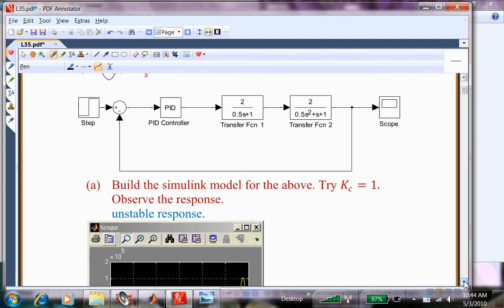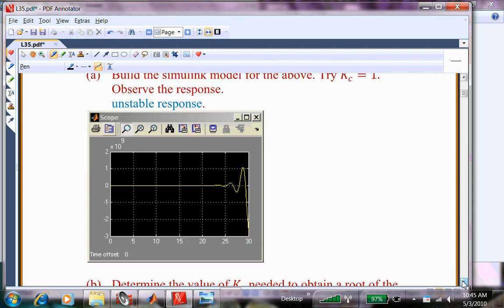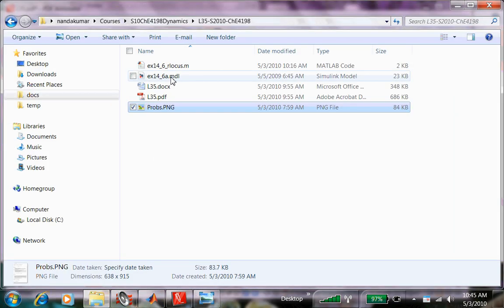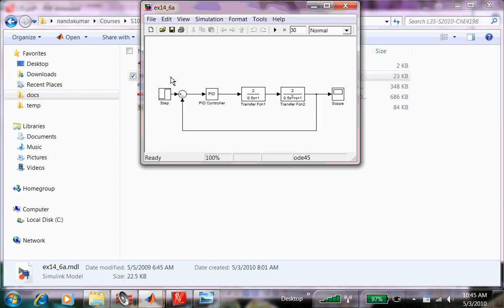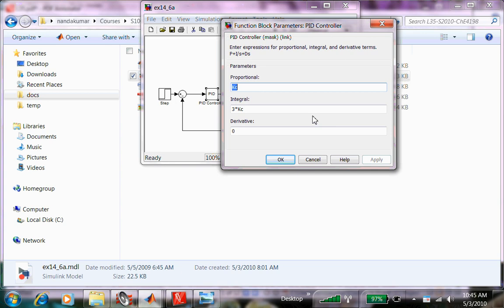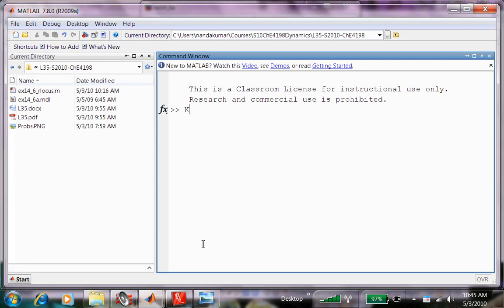So at first, let's build a Simulink model and try a Kc of 1 and see what you can learn about the response. Is it stable or unstable? This is not the right way to find out about stability, because you need to try different values. So the root locus method and the root criterion are much better methods to find the stability. So let's do that. So I'm going to first map the Simulink representation, and there it is. When I open up the control block, I put Kc and 3 times Kc for proportional integral action. So this Simulink model is constructed based on the given problem. And I need to define what Kc is, and I've been asked to use Kc equal to 1.